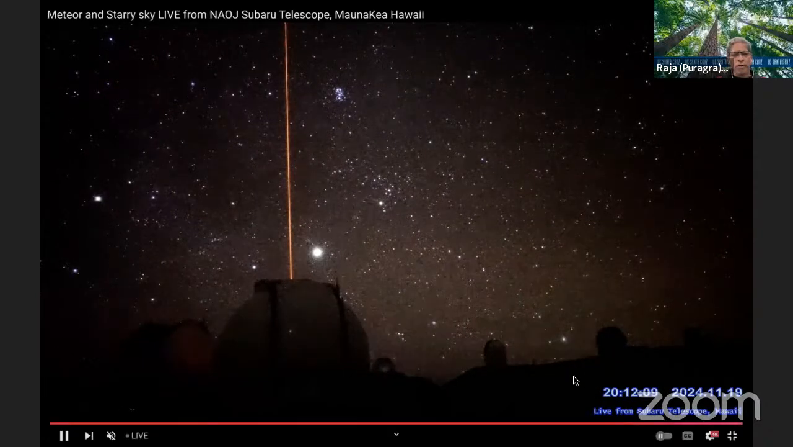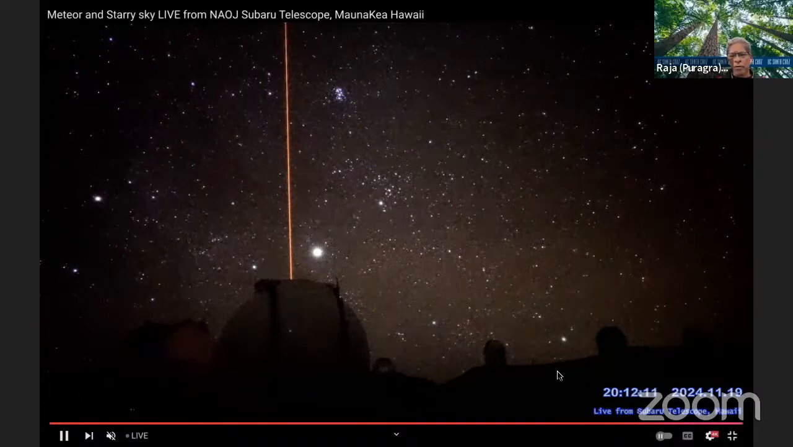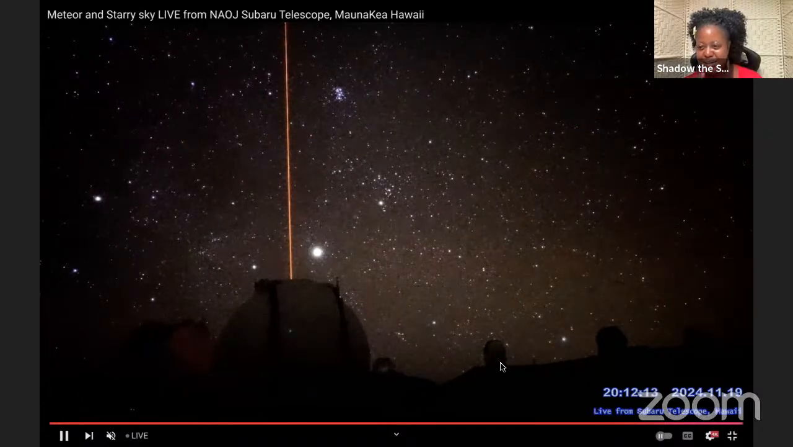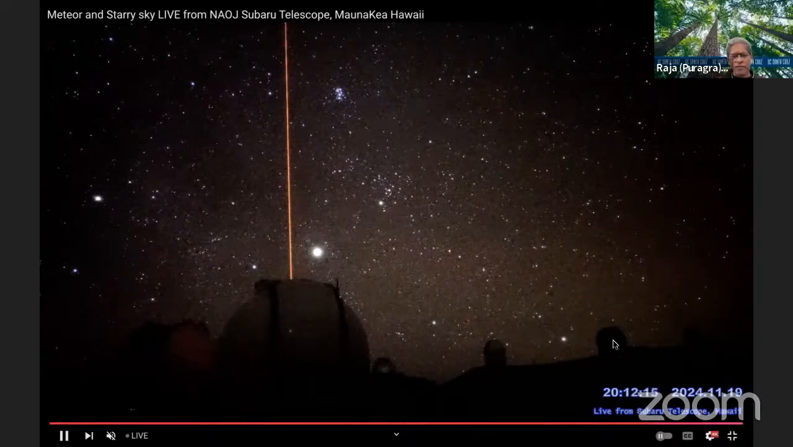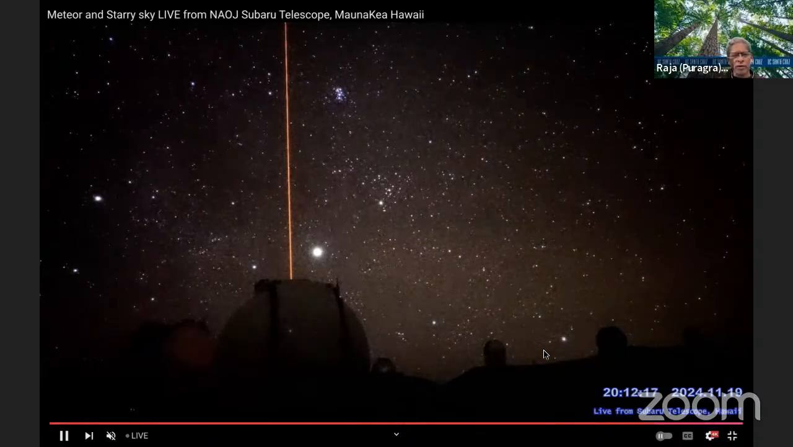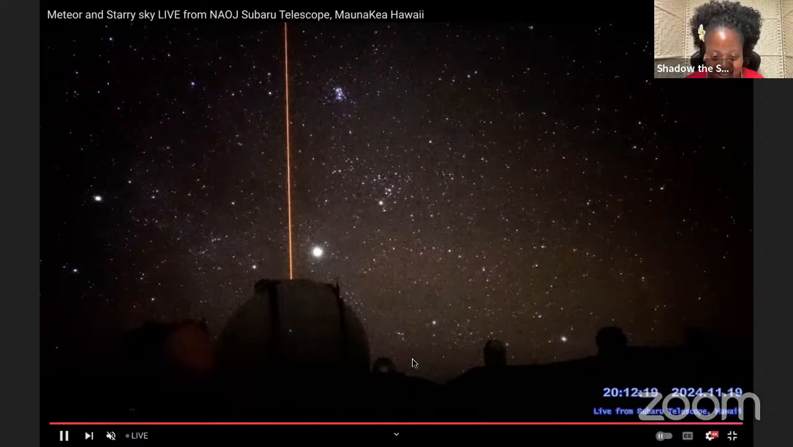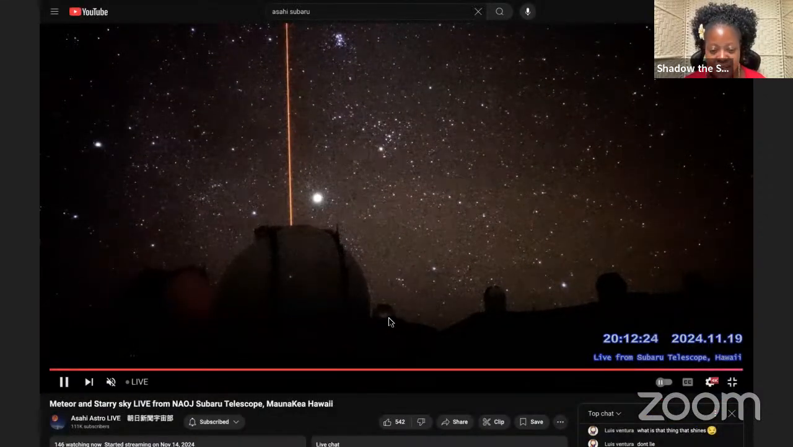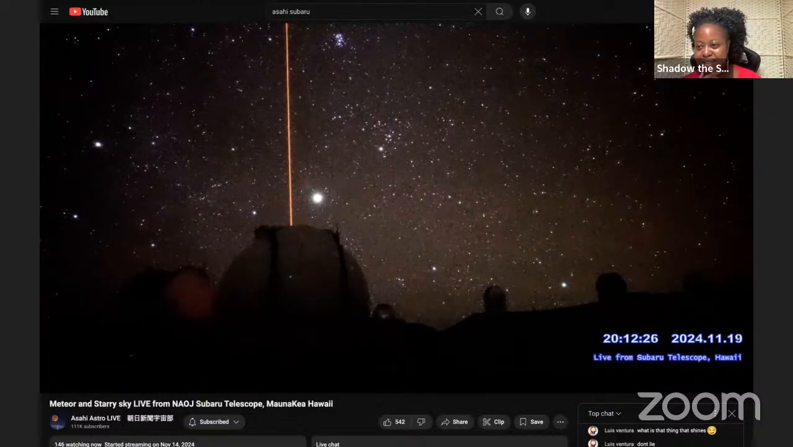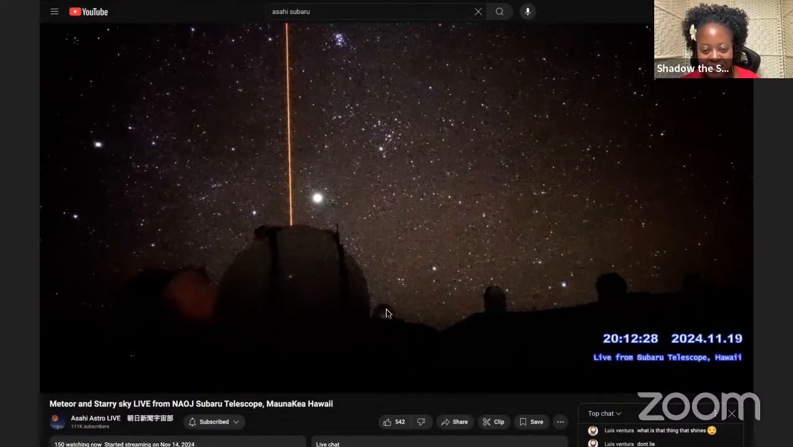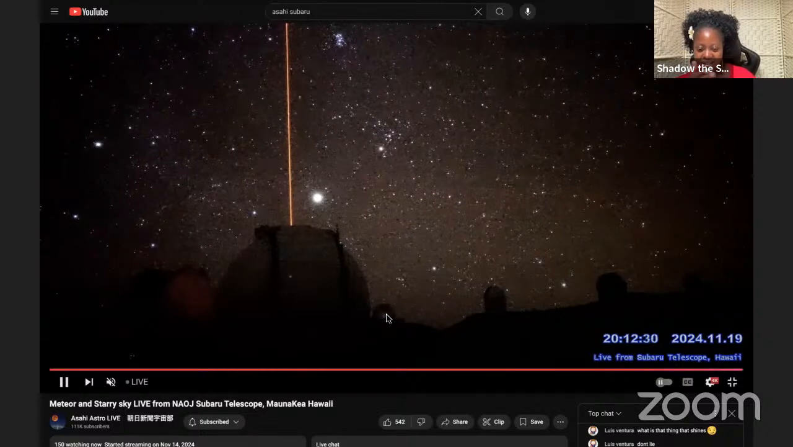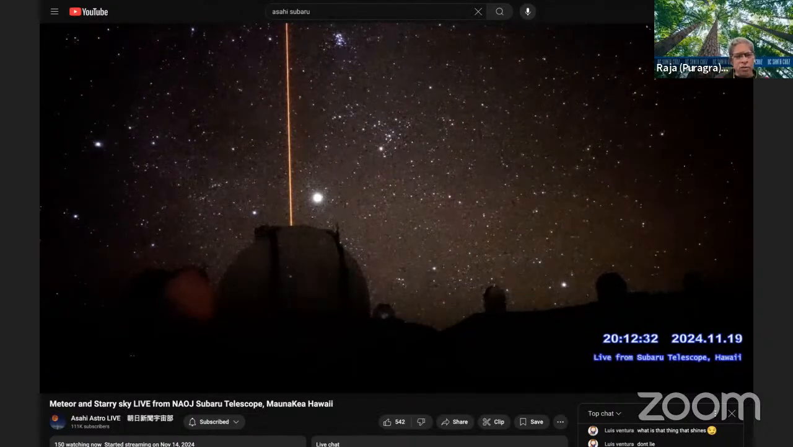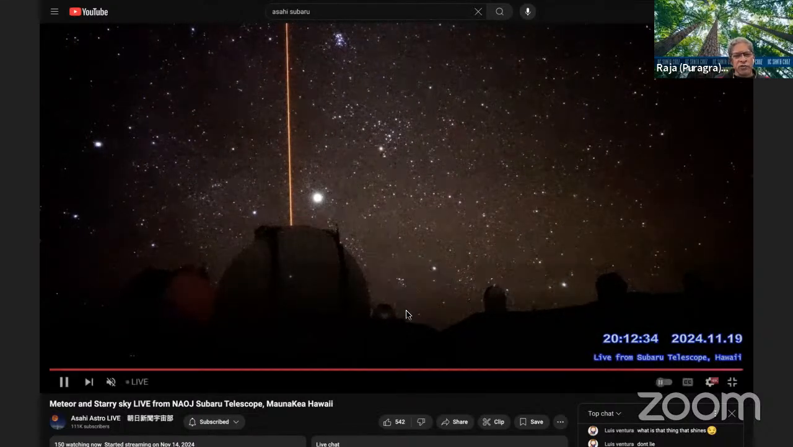Looks like the Canada-France-Hawaii Telescope, maybe right here. That's what I'm guessing. Gemini also, yeah. Gemini right here. And that looks like the dome of the NASA Infrared Telescope Facility, right here.